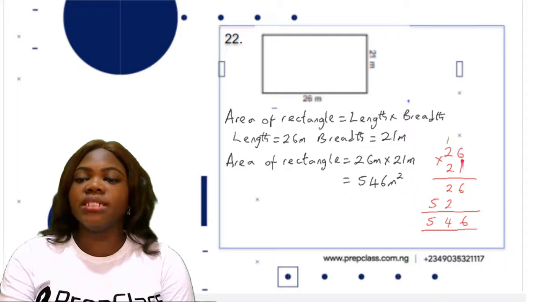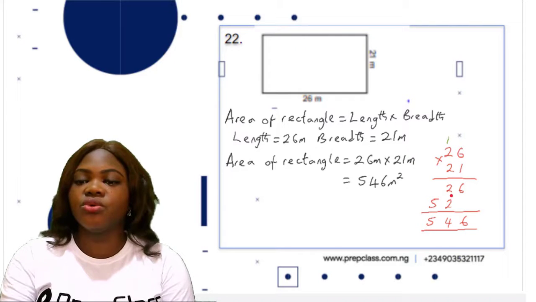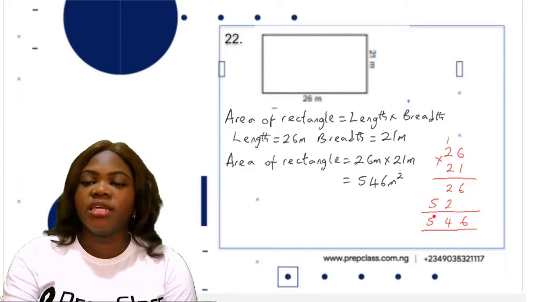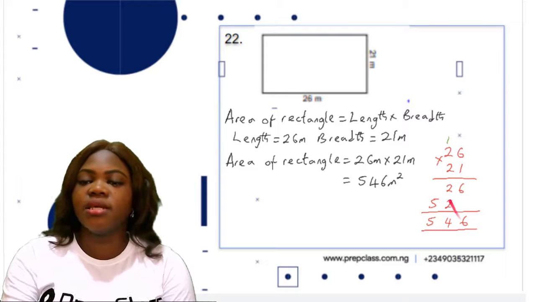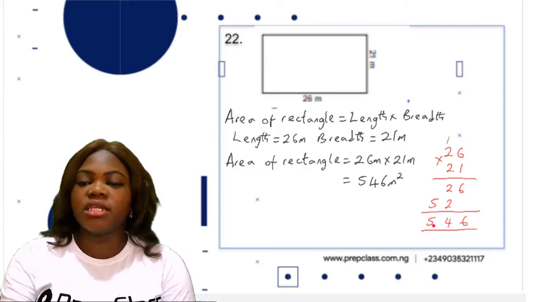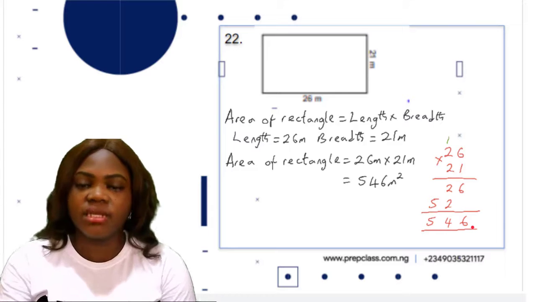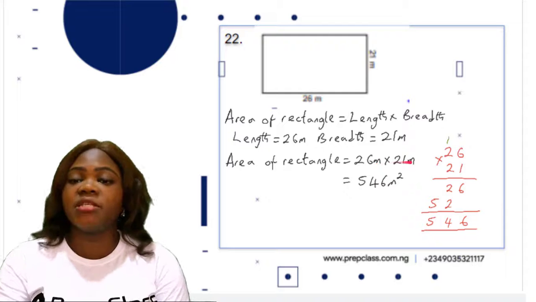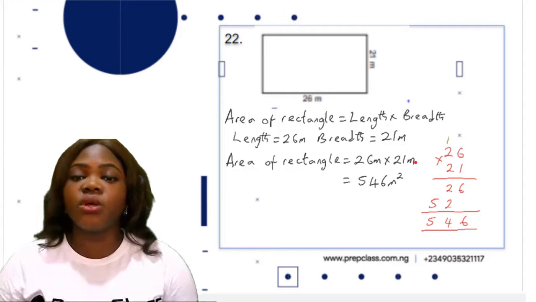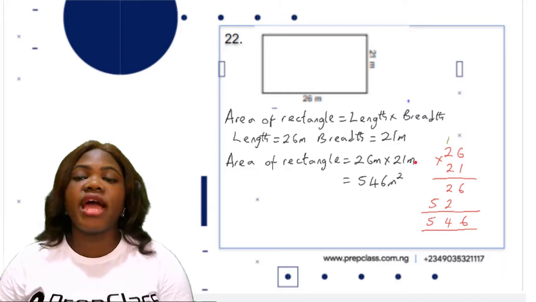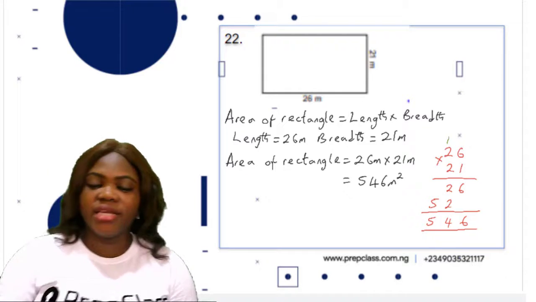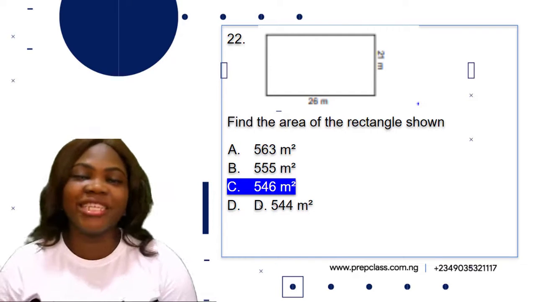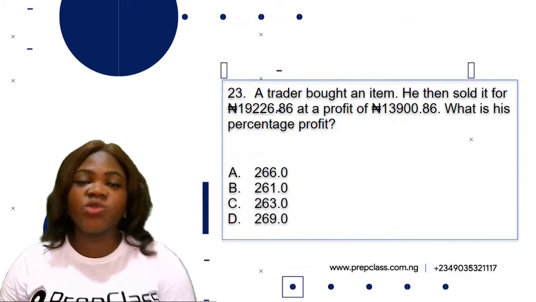Let's do that here. 1 times 6 is 6. 1 times 2 is 2. 2 times 6 is 12. Write 2, carry 1. 2 times 2 is 4. 4 plus 1 is 5. Then let's add this together. 6 plus nothing is 6. 2 plus 2 is 4. 5 plus nothing is 5. So we have 546. So the area of this rectangle is 546 meters square, because meter times meter is meter square. Then the correct option is option C, 546 meters square. Check.